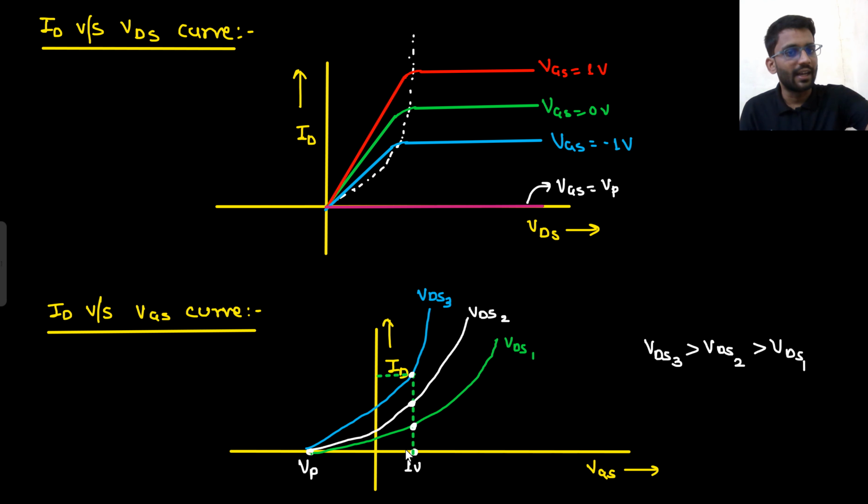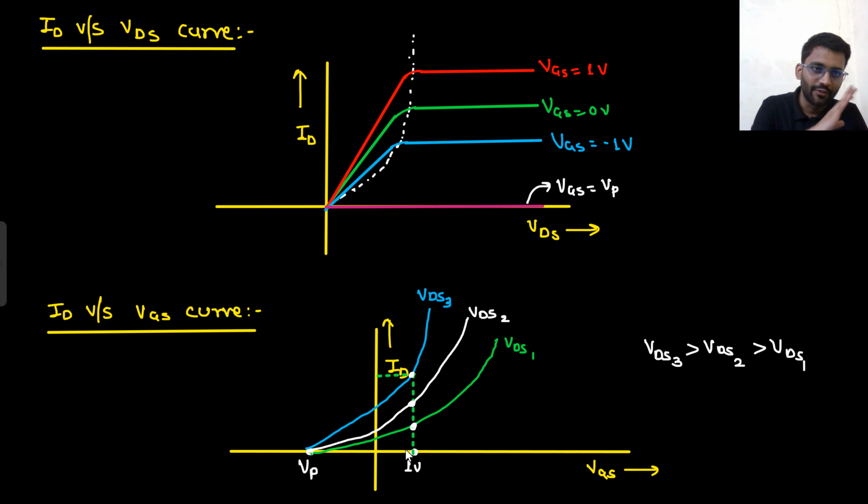That means VDS is highest. Because if you increase VDS, the current increases. At least the current never decreases. If you are increasing VDS, the current is never decreasing. So if at the same potential of 1 volt you are getting more current, that means VDS is higher. Did you understand this? This is simple mathematics. This is a question of mathematics, not analog electronics or electronic devices. Did you understand it?